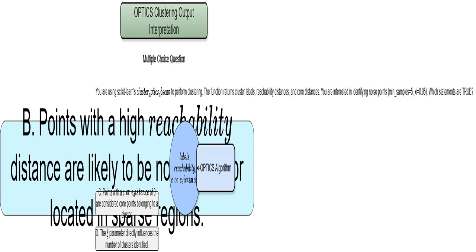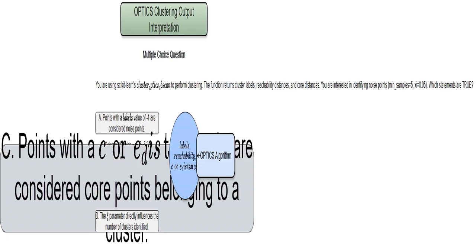Hence, such points are likely noise points or situated in sparse regions. This statement examines the _core_distances. A _core_distance of 0 implies a data point is within the neighborhood of at least min_samples other points. Such points serve as core points for clusters, forming the dense center of a cluster.